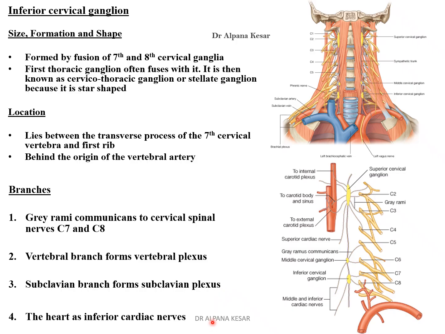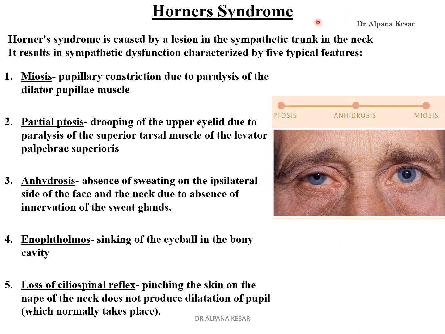Inferior cervical ganglia supplies heart as the inferior cardiac nerve. Horner syndrome. Horner syndrome is caused by a lesion in the sympathetic trunk in the neck. It results in the sympathetic dysfunction, which is characterized by 5 typical features. The 3 prominent features of Horner syndrome are meiosis, partial ptosis, and anhidrosis.